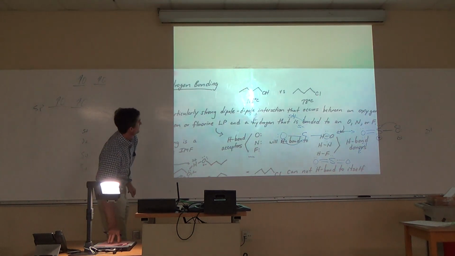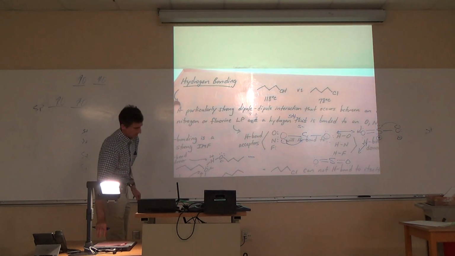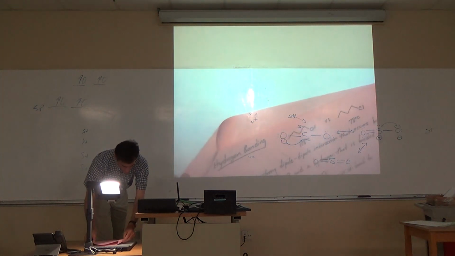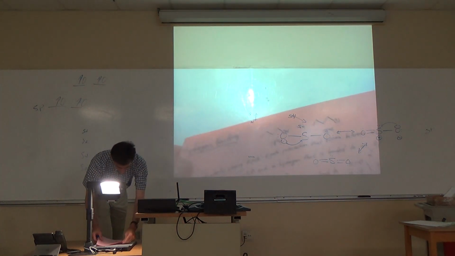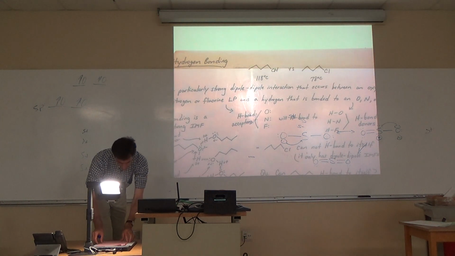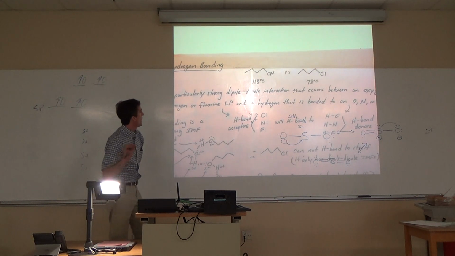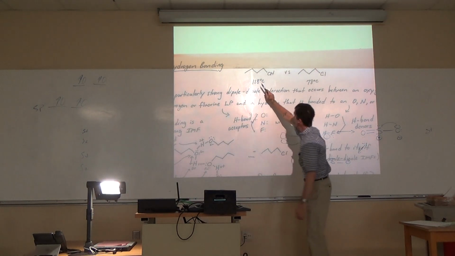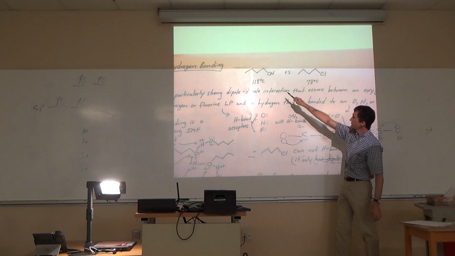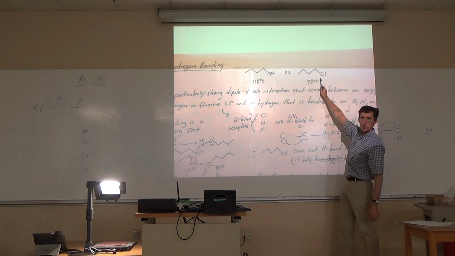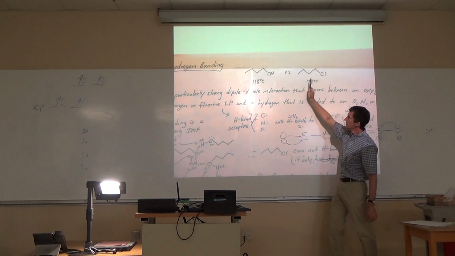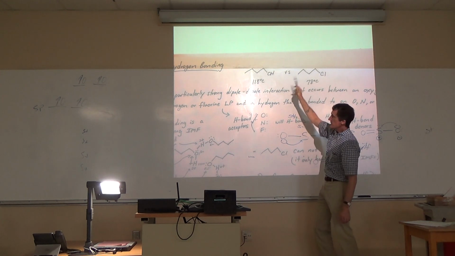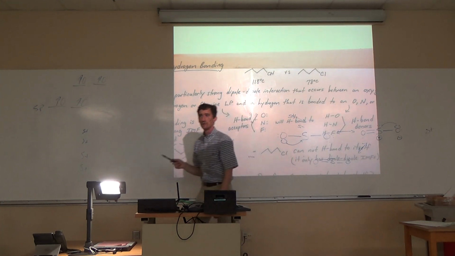Over here, I think it's number 3. I think 3 maybe got cut off up there. This alcohol has a significantly higher boiling point than this alkyl chloride. Why? They both have permanent dipoles.